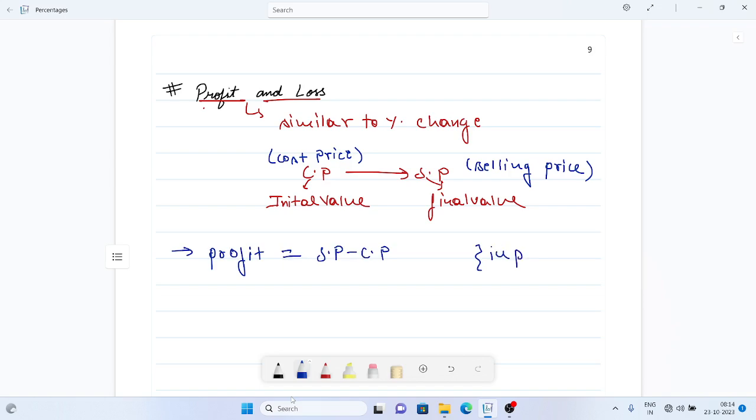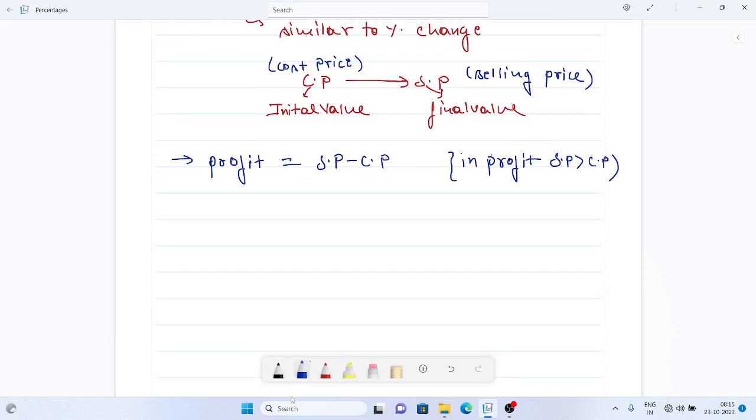In profit, you know, जब हम किसी चीज को ज्यादा रुपए में बेचेंगे तभी तो प्रॉफिट होगा जितनी कि उसको खरीदा हमने. So here always selling price is greater than cost price. Okay. So what is percentage profit if anybody asks? So you always compare with the cost price here, not with the selling price, because cost price is the initial value.